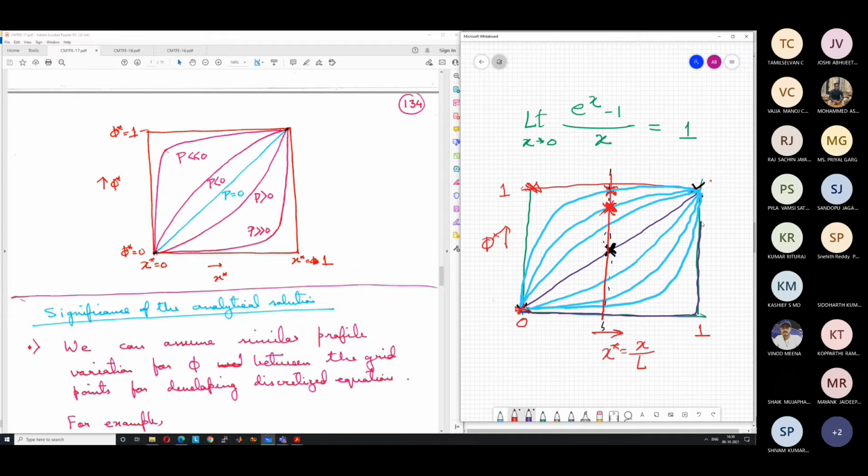So the value will go like this. It means the value here is exactly equal to the value at this point, for the flow equation. And for the diffusion, we had just taken the average. If you see the diffusion equation, we had taken the average.